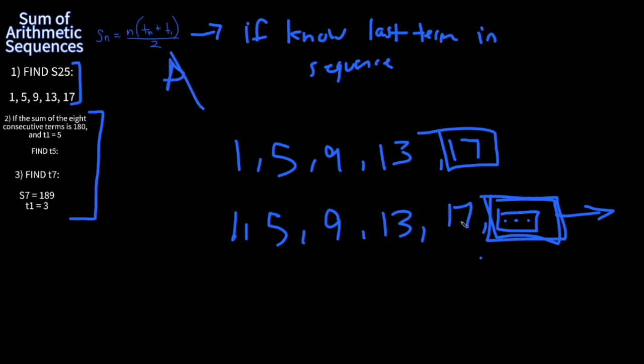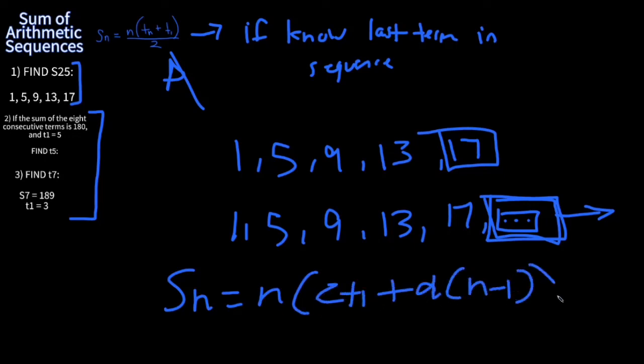If you don't, then use the one before, which is, I believe, Sn equals n times 2t1 plus d bracket n take 1 bracket over 2.